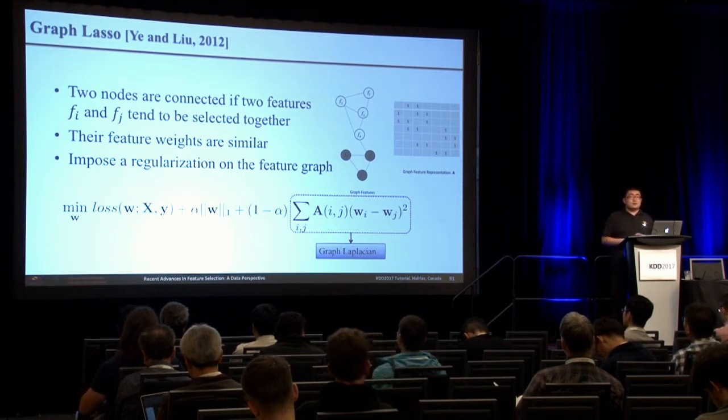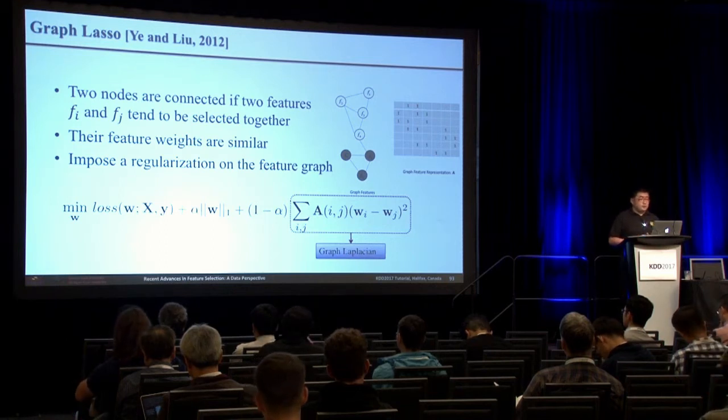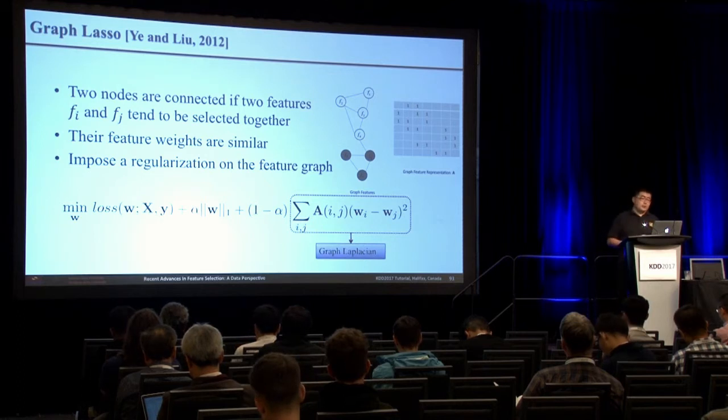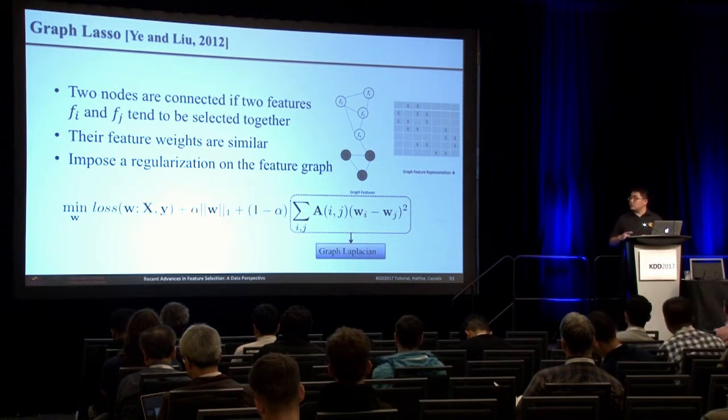Since there exist strong dependencies between different features, when we do the feature selection, these two features will tend to be selected together, and their feature weights will also be similar to each other. This target can be achieved by imposing a graph regularization term on the feature graph.